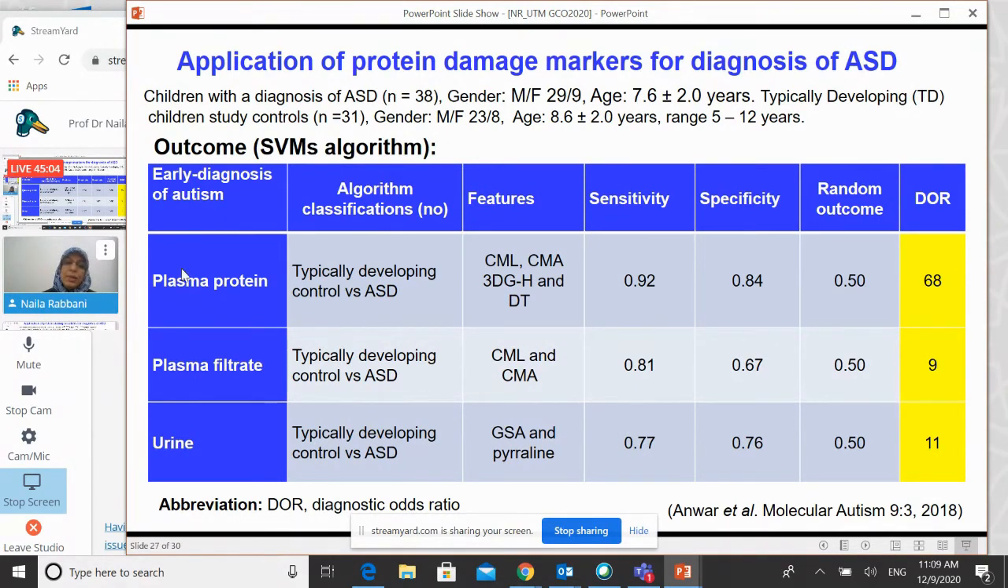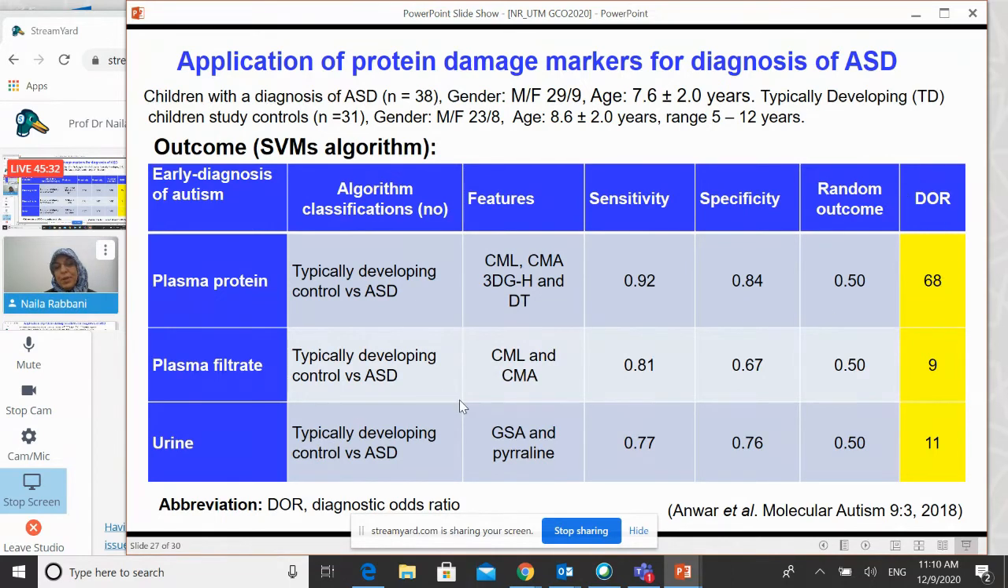For plasma protein, we found that typically developing control children versus ASD, using these features, which are CML, CMA, 3-deoxyglucosone-derived hydroimidazolone, and dityrosine, gave sensitivity 92%, specificity 84%, and a DOR of 68.